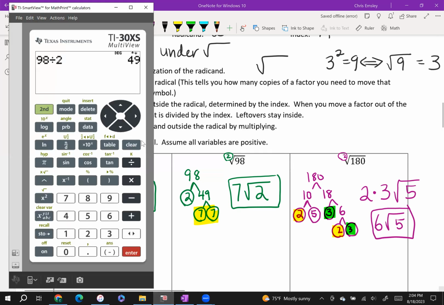Now, if you have the multi-view calculator, it can actually simplify radicals like this for you. The square root is right here. It's this little symbol on top of x squared. So to get to any symbol that's above a button, you hit the second key and then that button. So the square root of 98, I can type it in there and boom, there's how it simplifies. 7 square root of 2. I can do the 180 that we did as well. The square root of 180 is 6 times the square root of 5. If you don't have this calculator, or sometimes if you get numbers that are too big, you do have to know how to do it by hand, but the multi-view can help you with a lot of those.